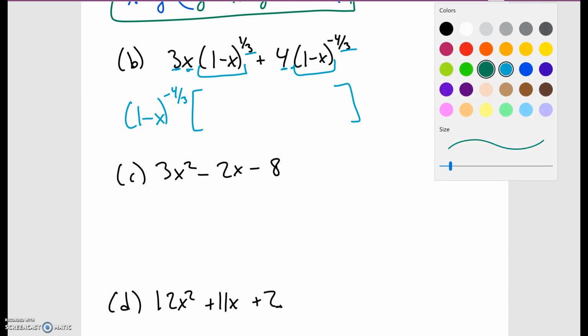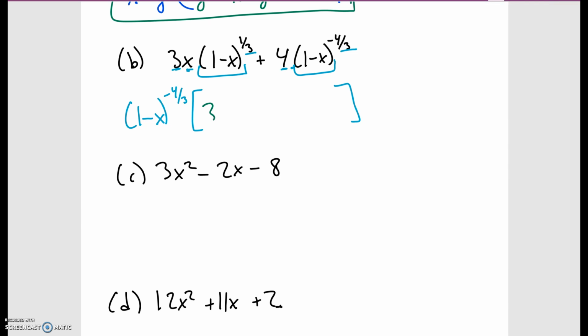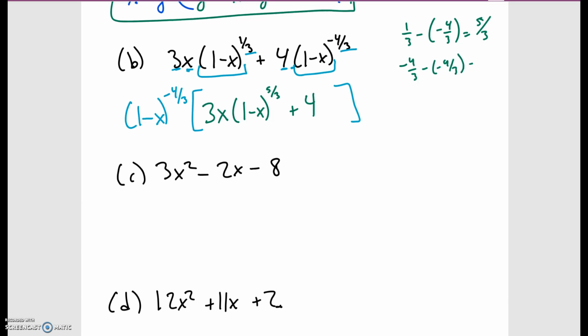All right, so what is left over? Well, I didn't do anything with the 3. I didn't do anything with the x. Now, I still have a 1 minus x, but to what power? Well, we have 1/3 there. I'm going to get rid of 4/3, so what I'm left with is 5/3. So I have 5/3 of this 1 minus x. Plus, I'm left with that 4 because I didn't do anything with it. And from this negative 4/3, I'm going to get rid of negative 4/3. That's just going to give me 0, so I don't have any left. So this is going to be my final answer.